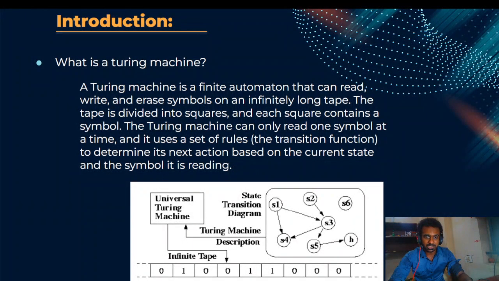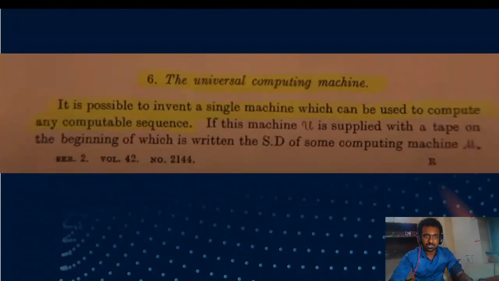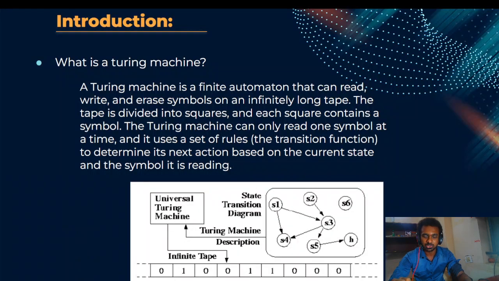So it was started by a thesis of Alan Turing. This is a photo from his own research paper that says it is possible to invent a single machine which can be used to compute any computable sequence. And the single machine that he discovered later was the Turing machine. So let's get to the definition.